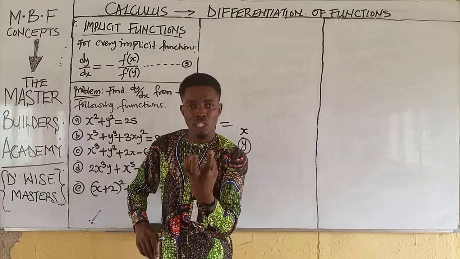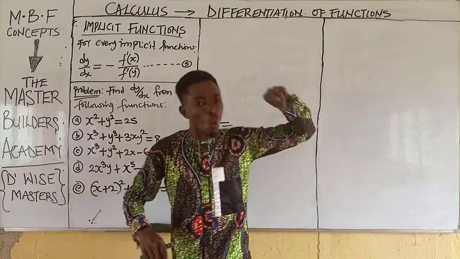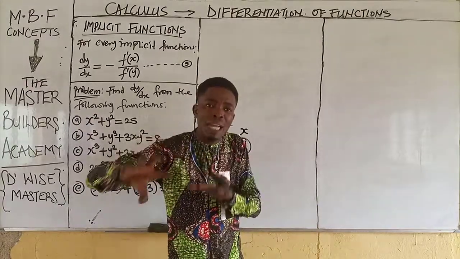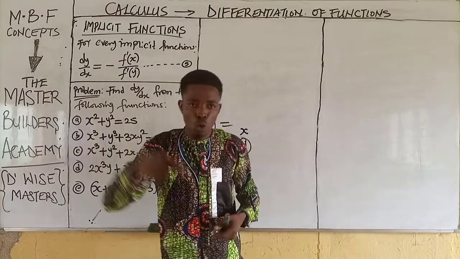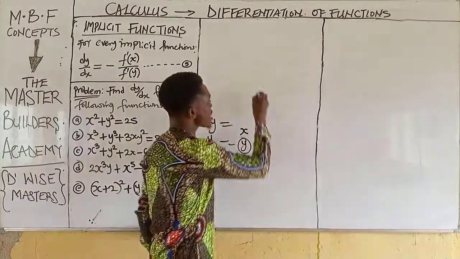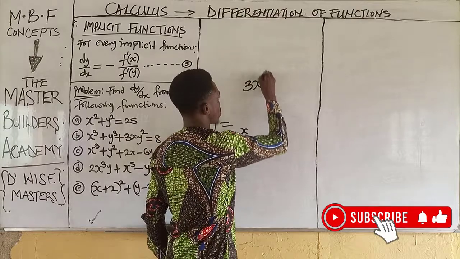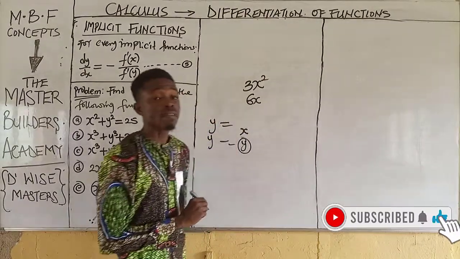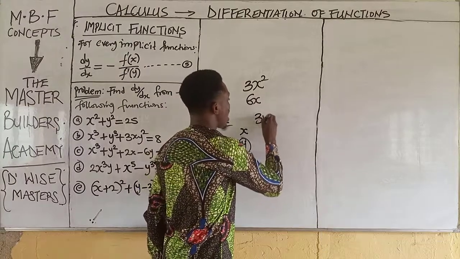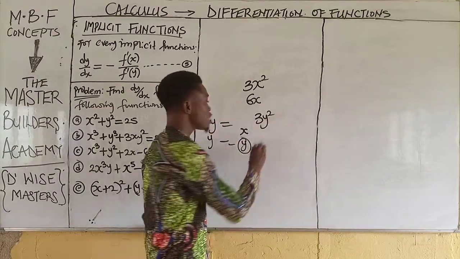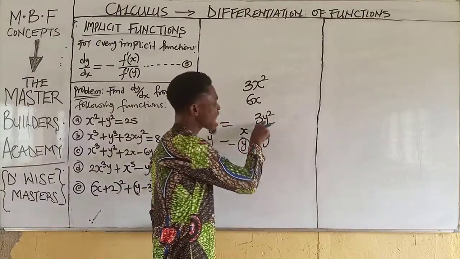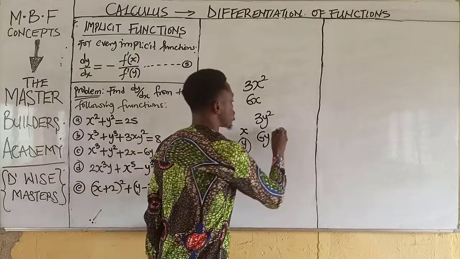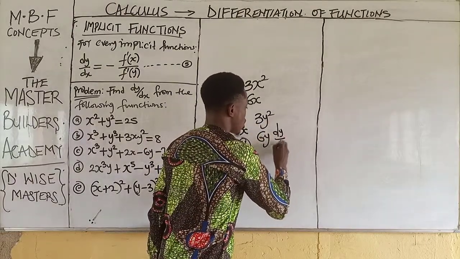But when you differentiate that function with respect to y, you must multiply the outcome by dy over dx. If, for instance, I differentiate 3x raised to power 2, this will give me 6x. But if I differentiate 3y raised to the power of 2, this will give me 6y. Because I differentiated y, I will multiply this result by the dy over dx.